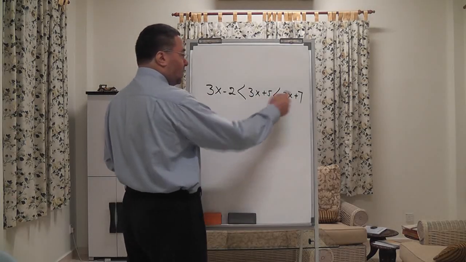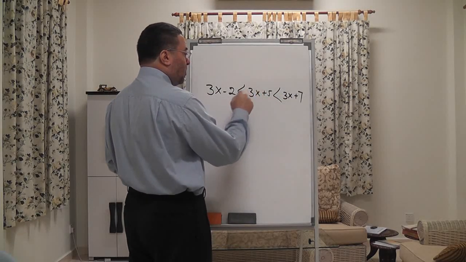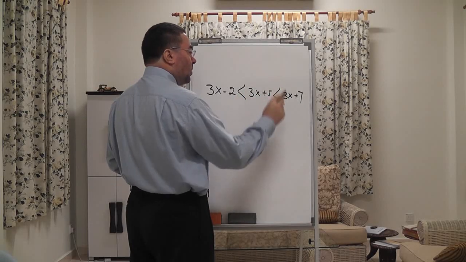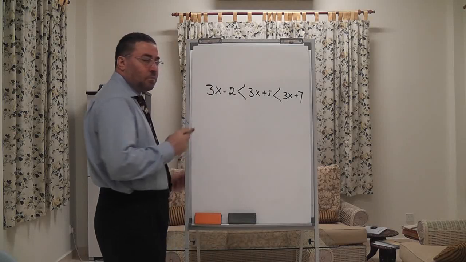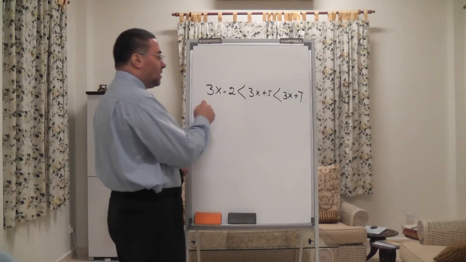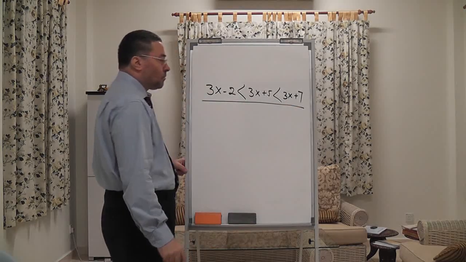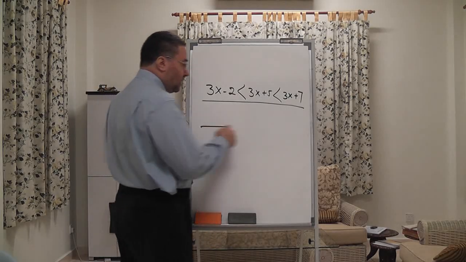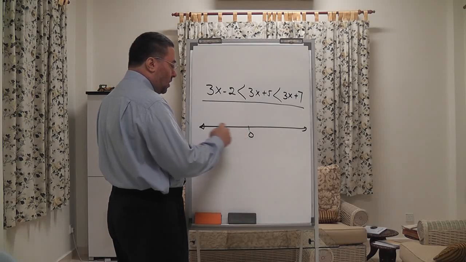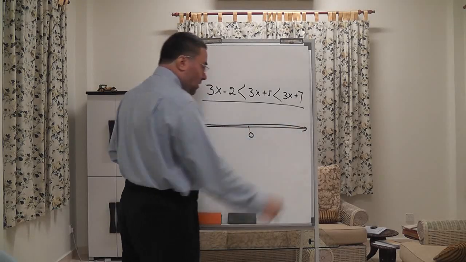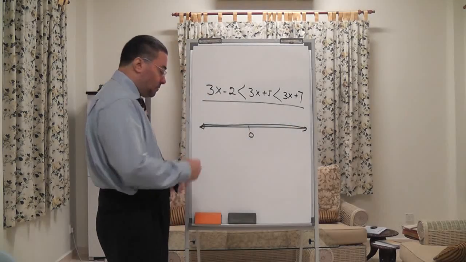And same here with this situation, you're adding 5 to the same quantity, and it is less than when you add 7 to the same quantity. So here, whatever number we put for x, this is going to be true. So the solution set for this is all natural numbers. So you are going to darken the whole number line.